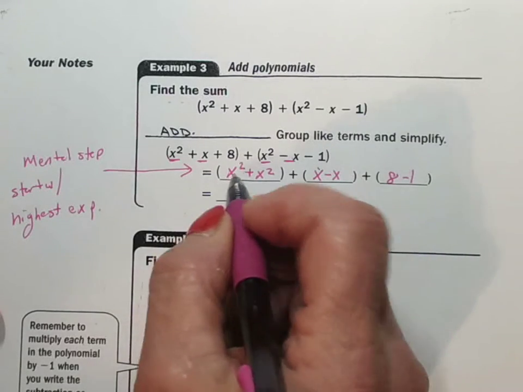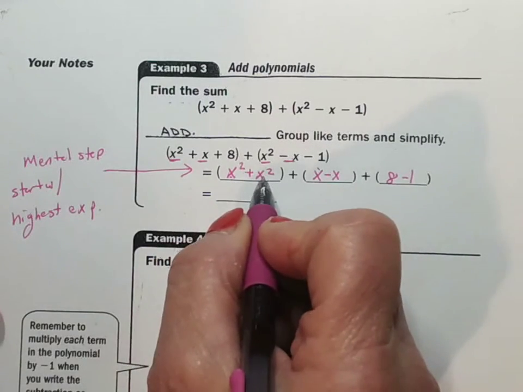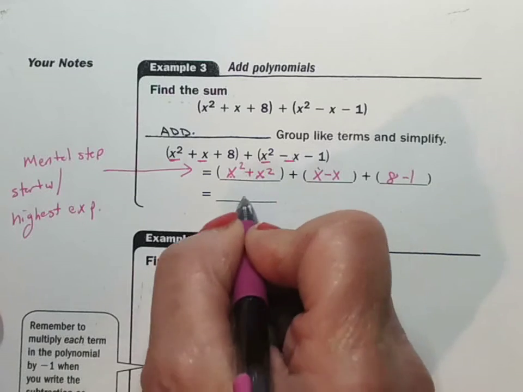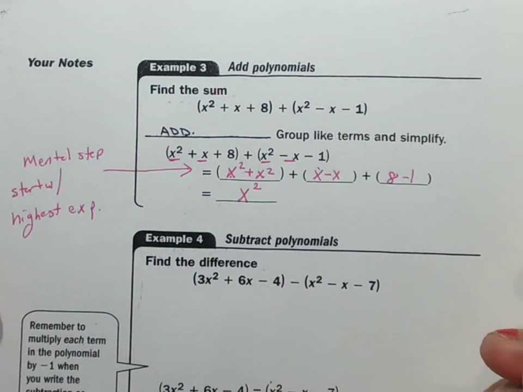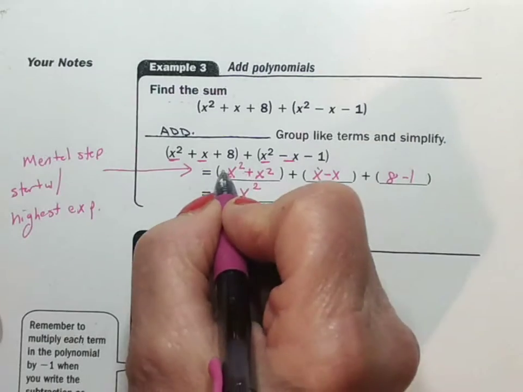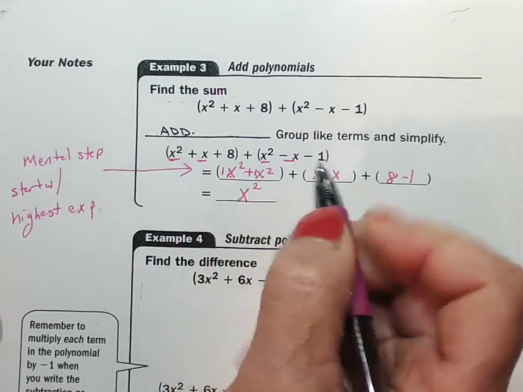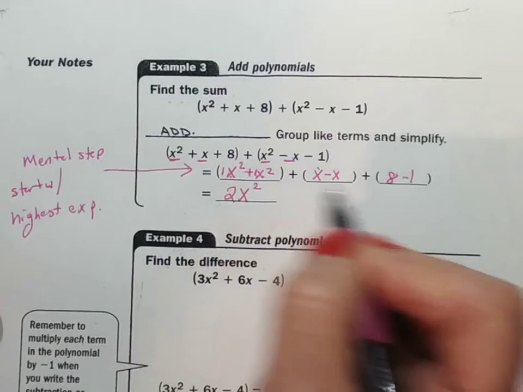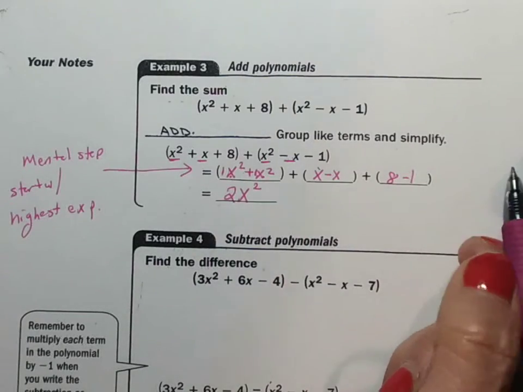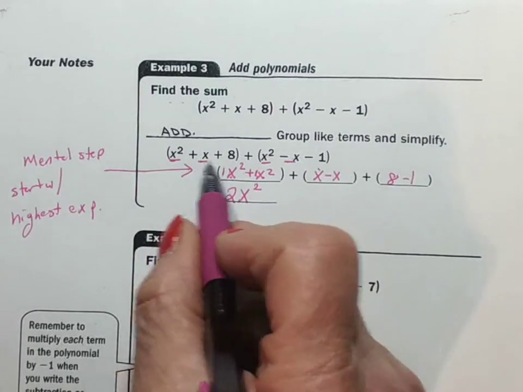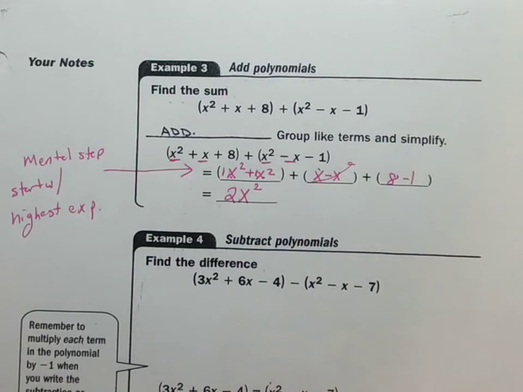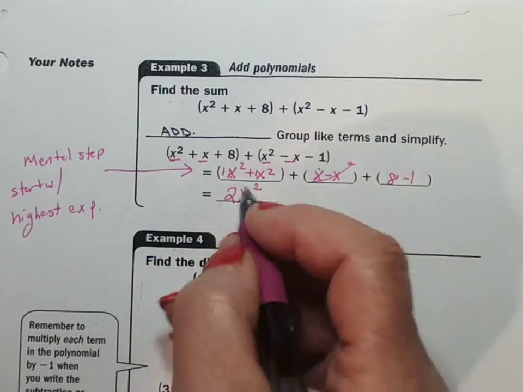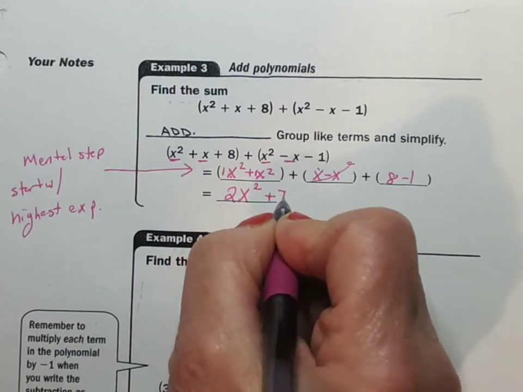So I'm going to end up x squared and x squared. Remember, for like terms, we simply add the coefficients. And the coefficients here, we have a 1 and a 1. So this is 2x squared. X squared minus x squared, that cancels out. 8 minus 1 is plus 7.